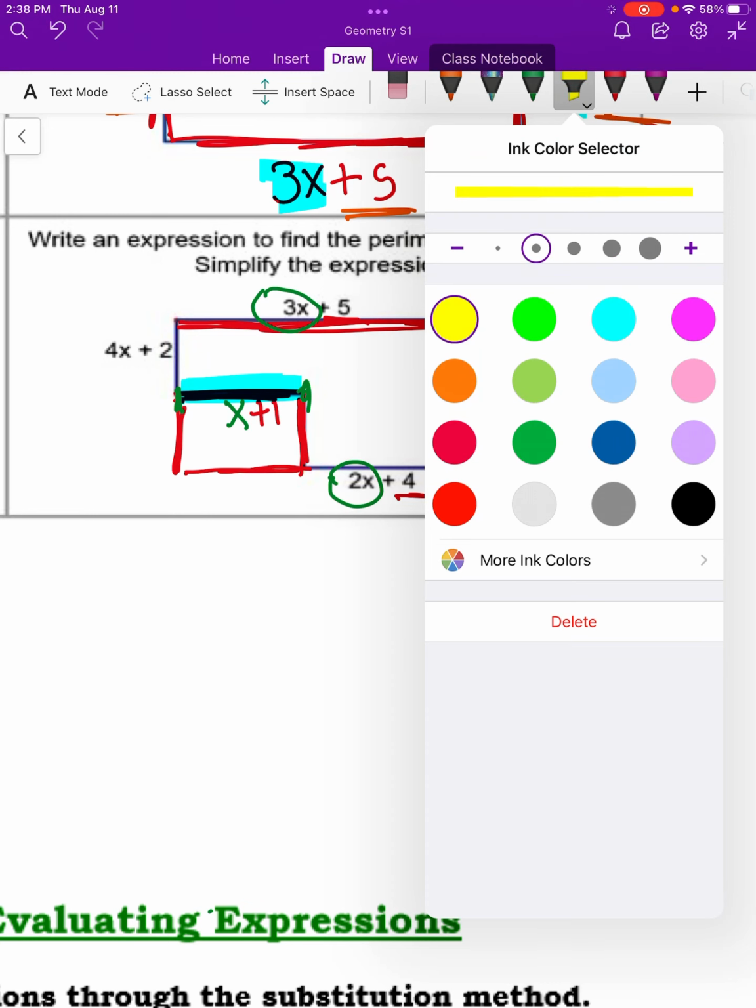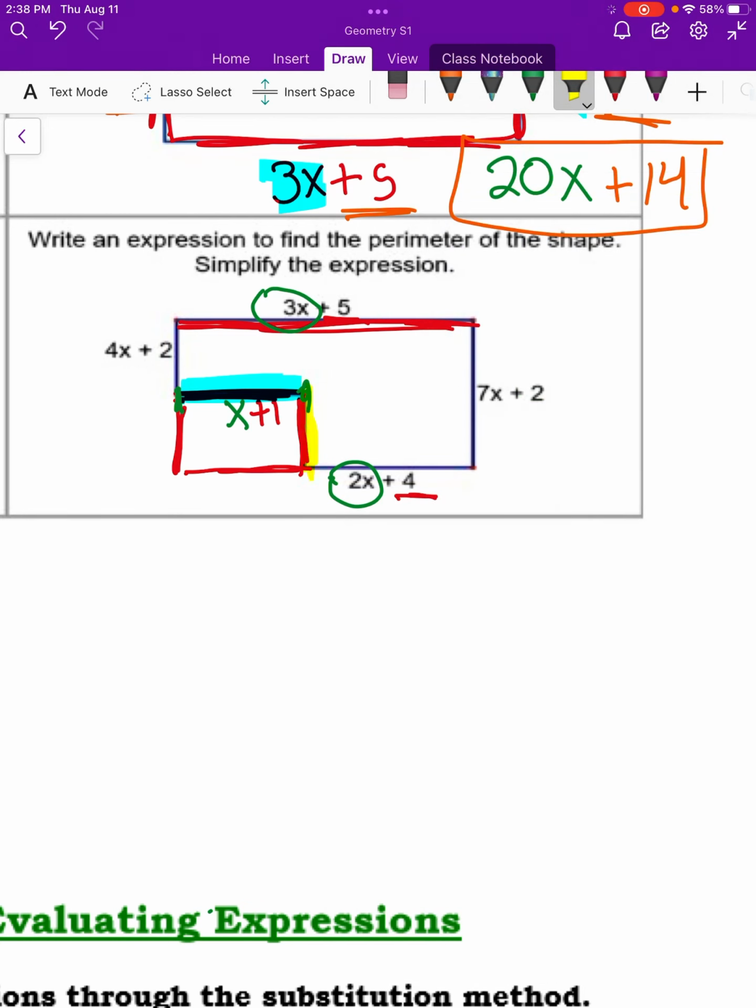Now, how could I find the section that's going up and down? Okay, so I have 7x plus 2, and I have 4x plus 2. So let's figure that out. So if I have 7 and I already have 4 of something, what's left over? 3x. Okay, if I have 2, and I gave 2 away, I don't have any more of that left. So 3x is the yellow and x plus 1 is the blue. Sorry about all the colors.